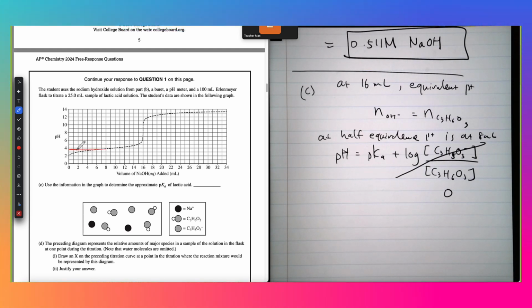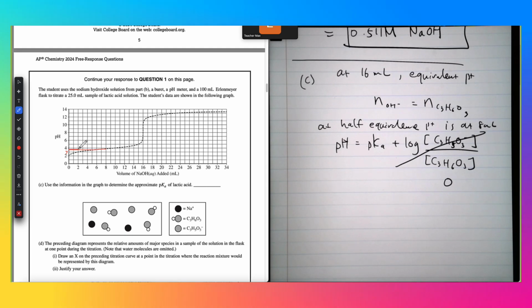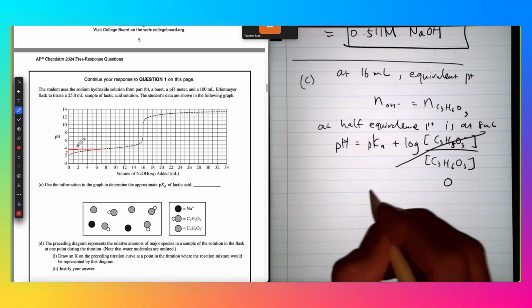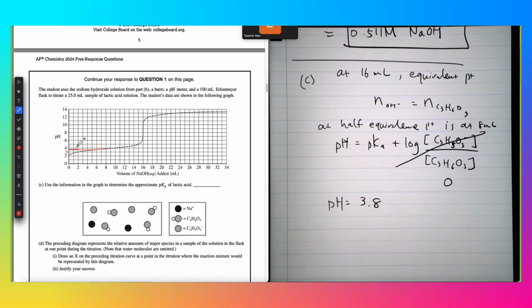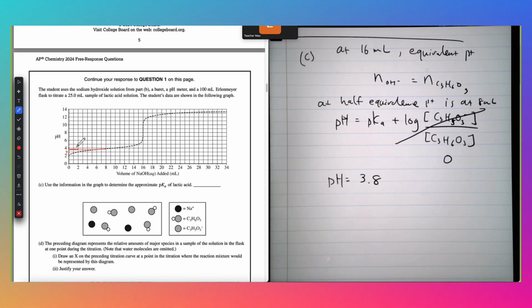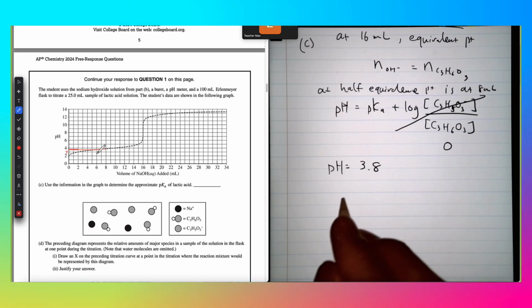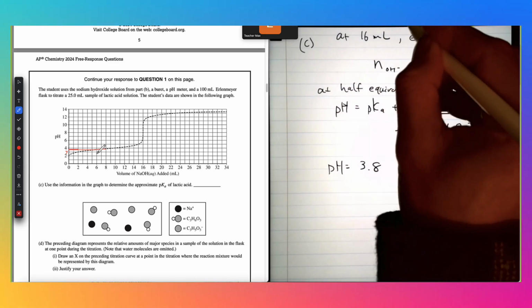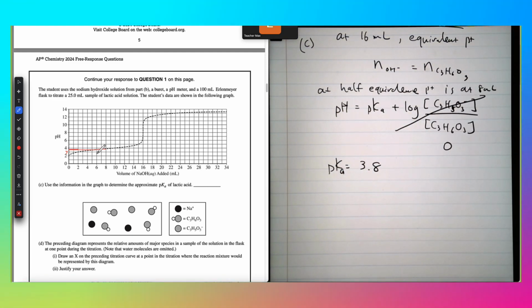Alright, it's really hard to tell, but you kind of have to make an assumption. I know that my line has to be more toward 4, so I'm just going to use 3.8. And I'm pretty sure they have some range that they tolerate, so make sure you try your best to approximate it. So I'm going to say pKa of 3.8.